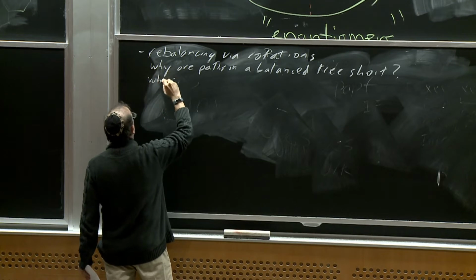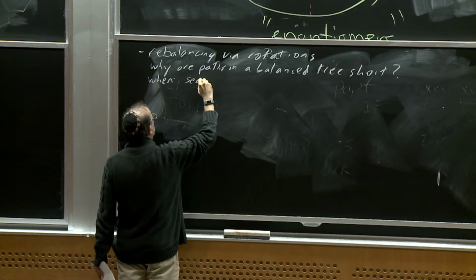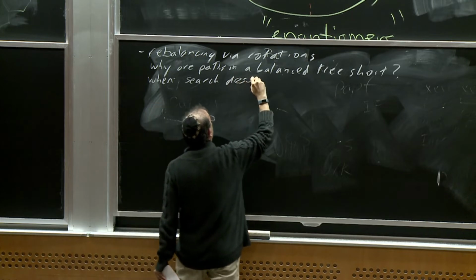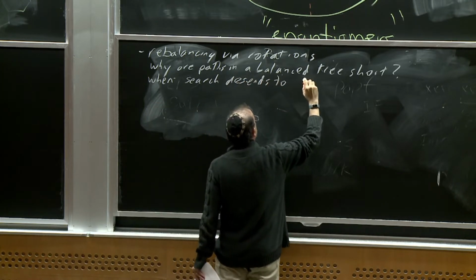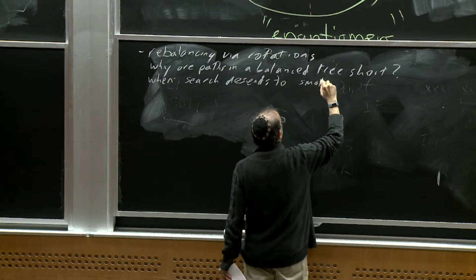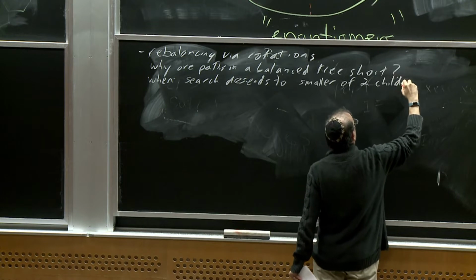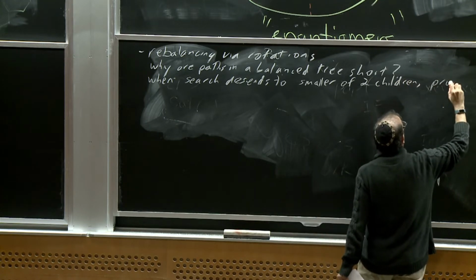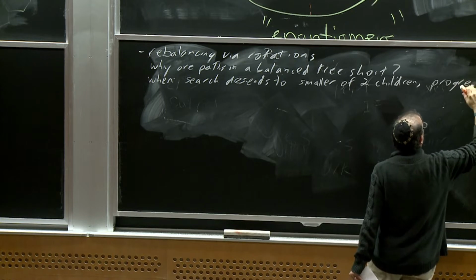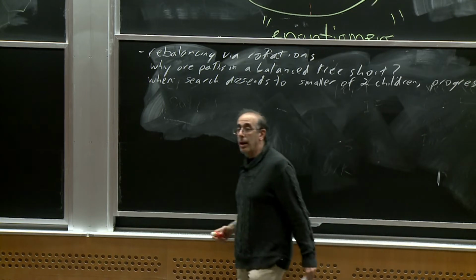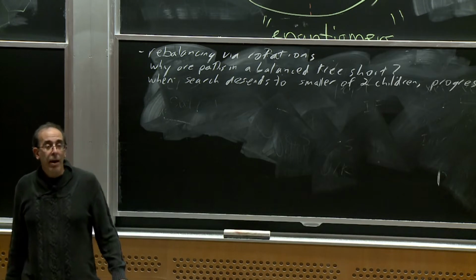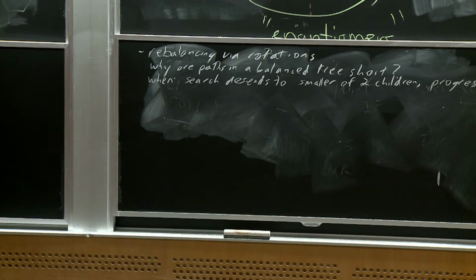Notice that when a search descends to the smaller of the two children, you are making rapid progress towards finding the item that you're looking for, right? How often can a search in a binary search tree descend to the smaller of the two children of a node? That is, the smaller subtree of a node.